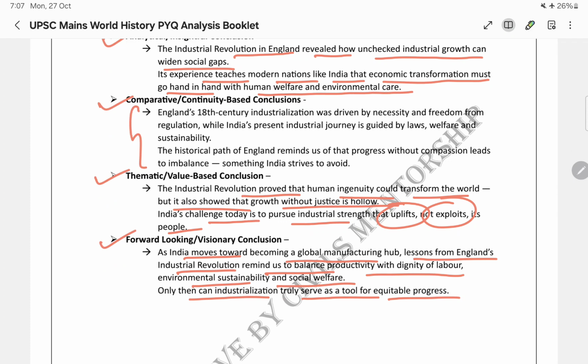So these are the different ways how you can conclude your answer. But again, I will repeat the same thing: choose the conclusion that will complement your introduction and gives your answer a strong finish. I hope you understood these two questions. If you are facing any question that is multidimensional, where it has multiple parts, this is how you can address those types of questions.